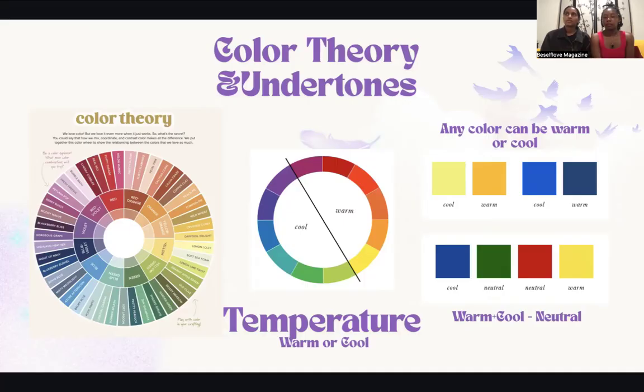That doesn't mean that colors can be divided into warm or cool. Any color can be warm or cool. As you can see, there's yellow and there's blue right here. If we look at the yellow, the one on the left is more cool because it has a blue undertone to it, while the one on the right is more warm because it has more yellow underneath. And neutral colors are formed by combining warm and cool. That is correct.